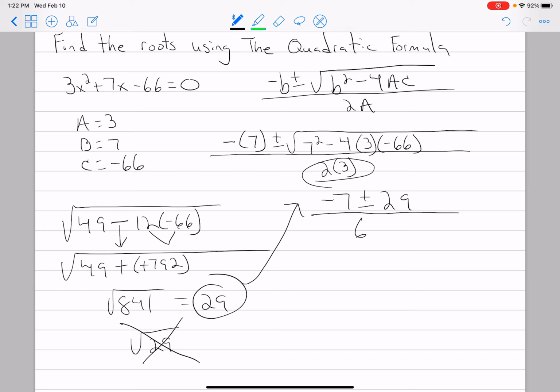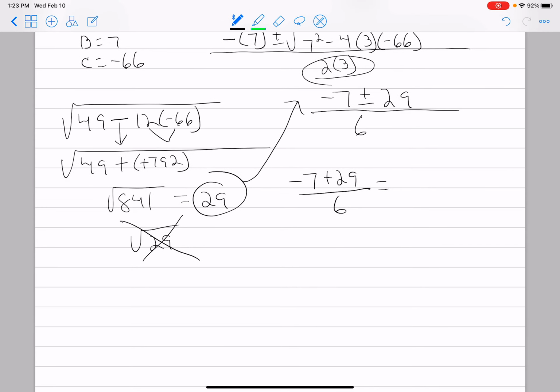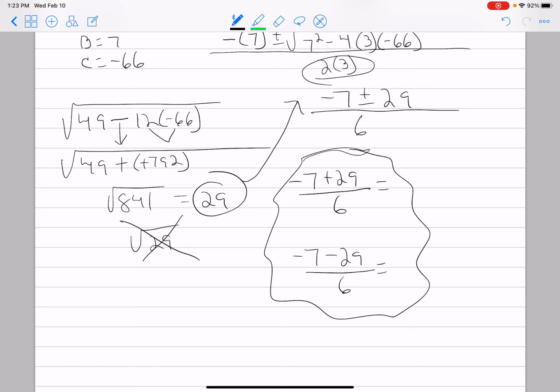Right? So close to being done. Negative 7 plus 29 over 6 equals something. And negative 7 minus 29 over 6 equals something. Now, I've seen people do this. They get all the way to here, do this whole thing right, and then all of a sudden, they mess up right at the end. So don't do that. Don't be that person.